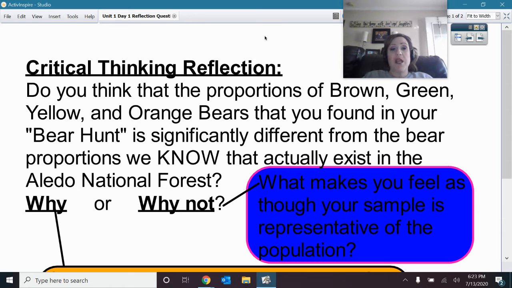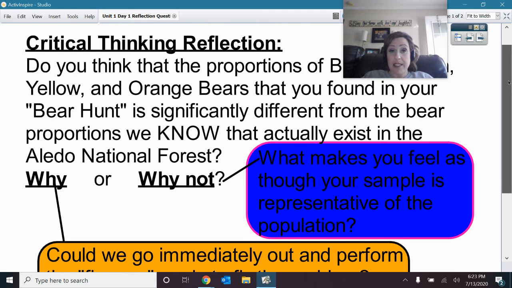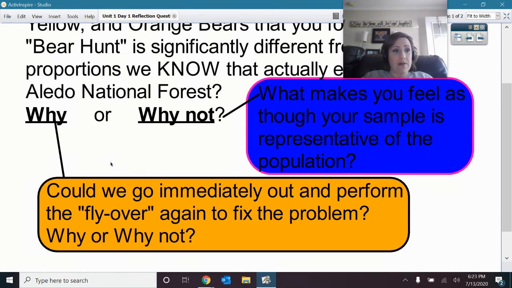Okay, now besides answering yes or no to that, if you think they're significantly different, I want to know why or why not. So, why do you think that your results are significantly different when we took a sample than what the population has? Okay, so why? If you think that is the case, I want to know if you think we could have gone immediately back out there and performed the flyover again and fix the problem. Can I just go out there, collect more data, and then that fixes the problem? And then, yes, I have a good sample that's representative. Okay? Why or why not? You think that works? All right.